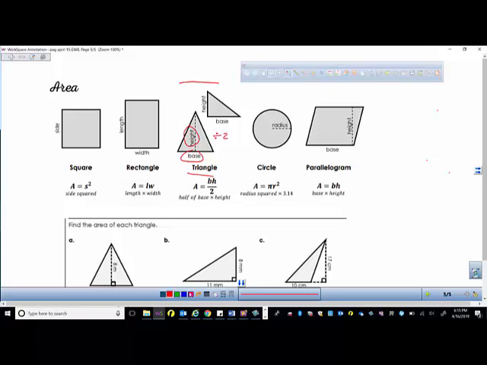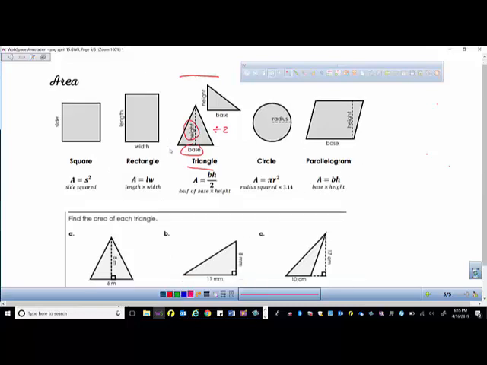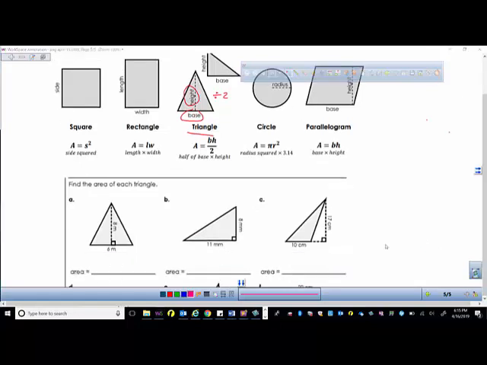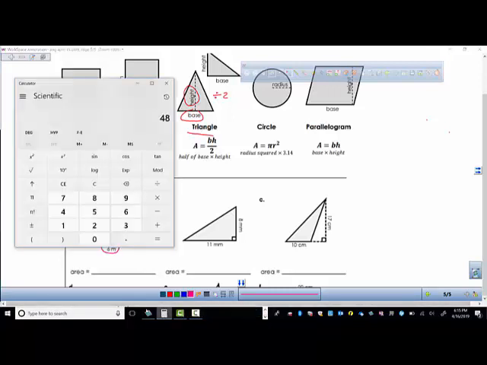Okay, so let's look at the examples down here. Okay, so our first one, our horizontal is 6. We call that the base. So we have 6. Our vertical, which is called the height, is 8. So we're going to multiply 6 times 8. So 6 by 8 is 48.